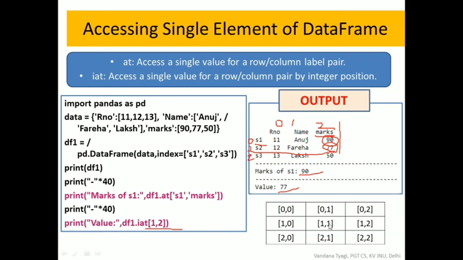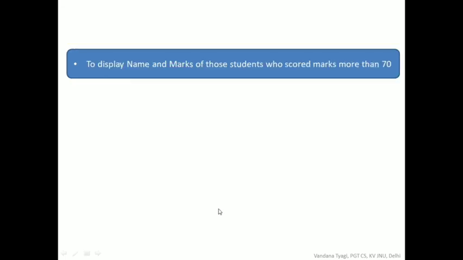Actually, these locations are shown over here: the first location is 0, 0, the intersection of row and column. Then the second is 0, 1, then 0, 2. This way, by the integer position, we can access the value at that particular place. So to access a single element we use either AT or IAT.